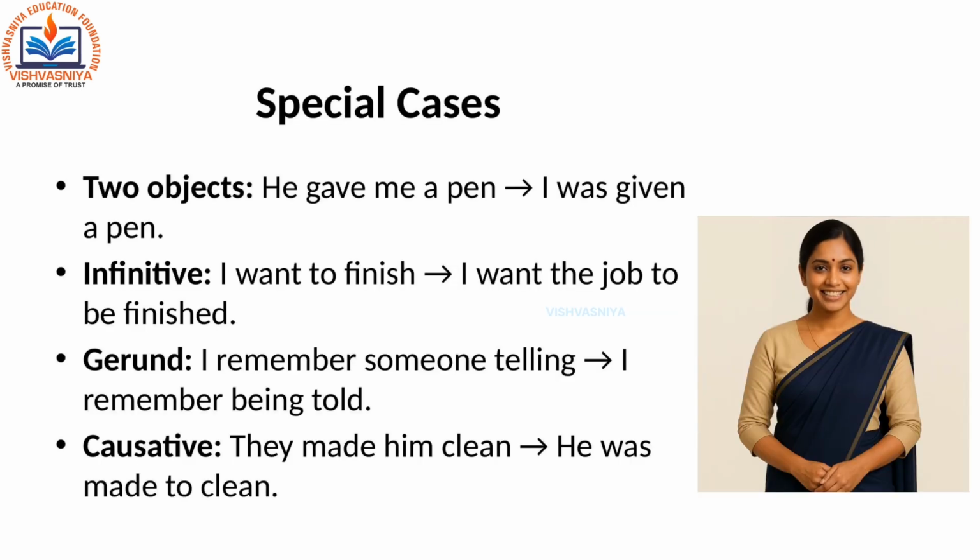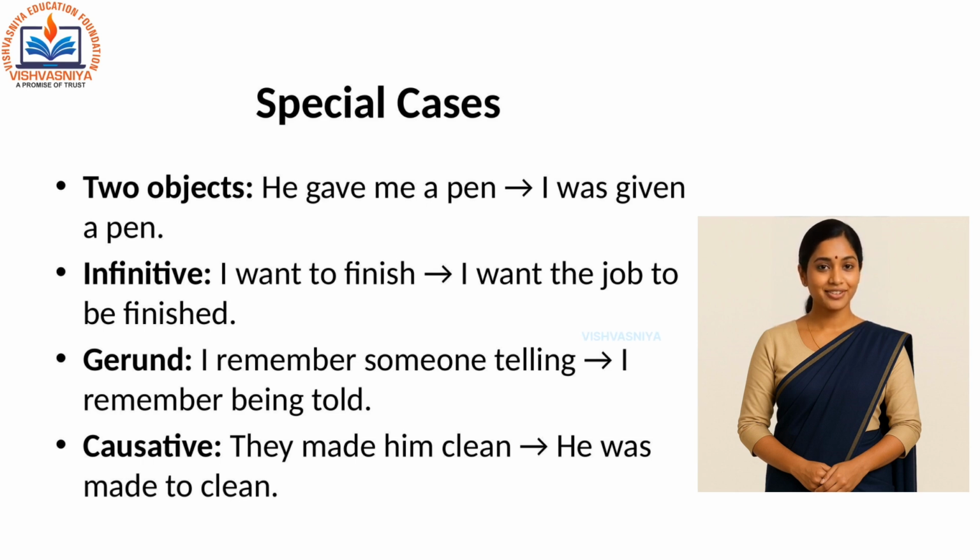Now let's look at some special cases of passive voice where the rules are a little different. The first case is with two objects. For example, he gave me a pen. Here, we can make two passive forms: I was given a pen by him, or a pen was given to me by him. The second case is the infinitive passive.